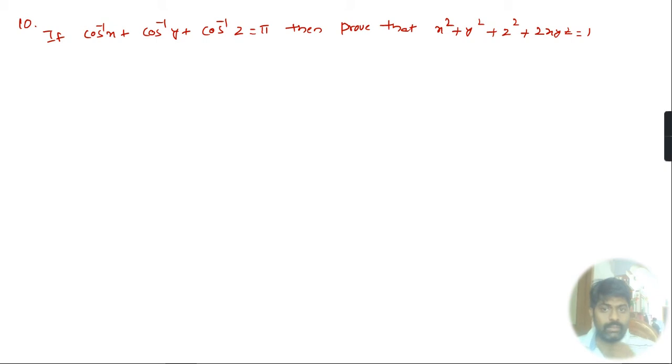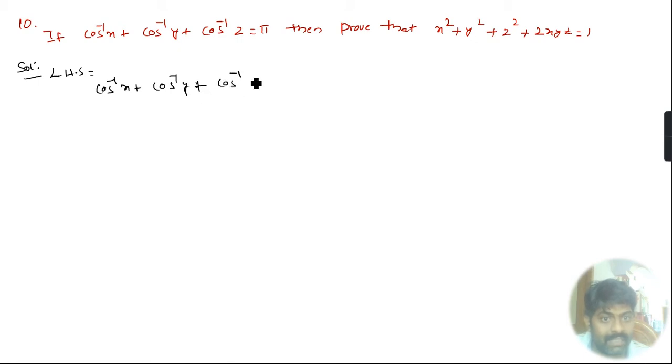Okay. So the question is: if cos inverse x plus cos inverse y plus cos inverse z is equal to pi, then we prove that x square plus y square plus z square plus 2xyz is equal to 1. For that, first we have to take the LHS. That is, cos inverse x plus cos inverse y plus cos inverse z is equal to pi.